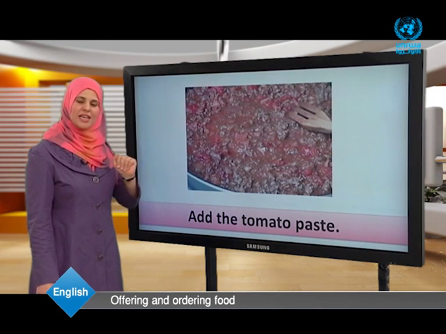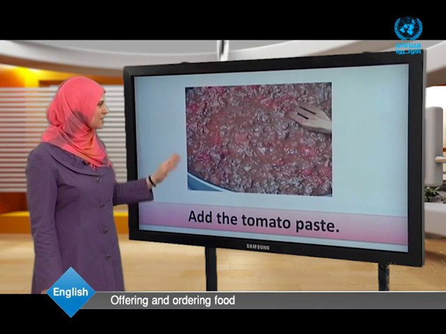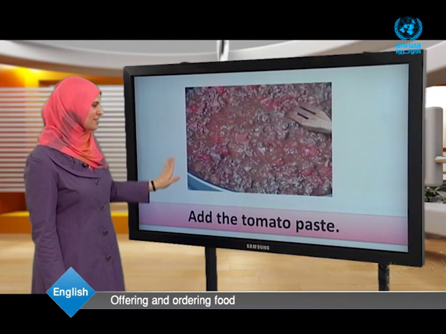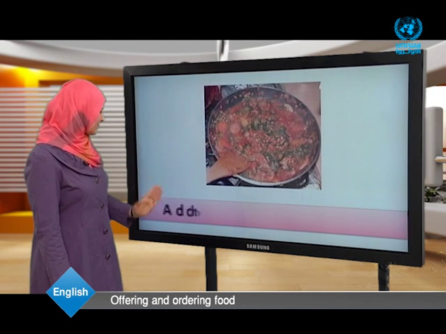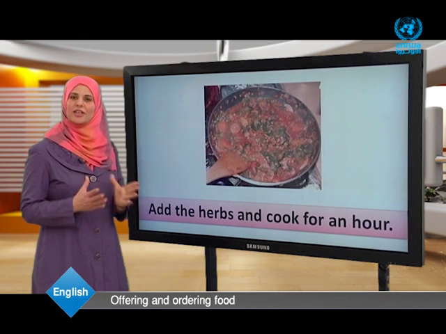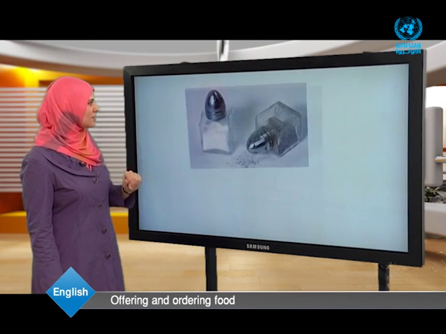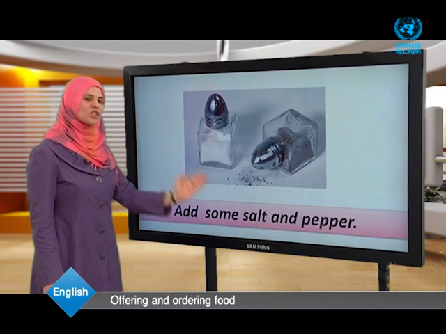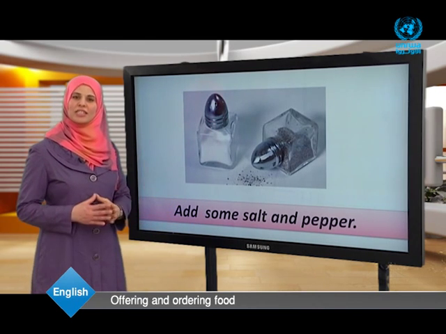Add the tomato paste. Can you smell it? It's delicious. Yes, let's go on. Add the herbs and cook for an hour. Then you have to add some salt and pepper.